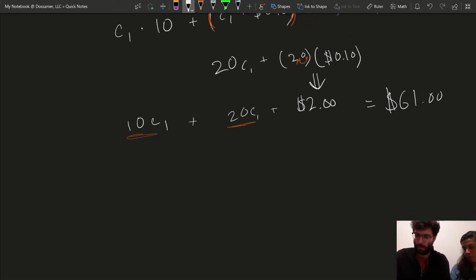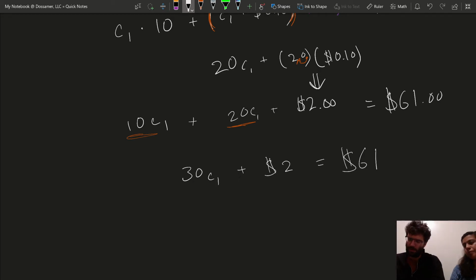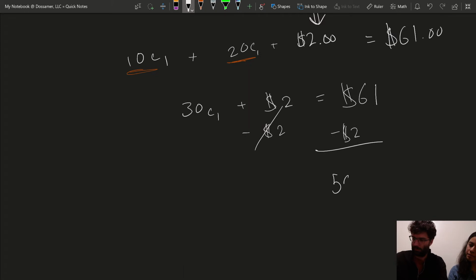And in this case, are there any like terms for this 2 here on the left side? No, so we can leave that alone. But there are like terms in the sense that we have two sets of terms with C1 in them, so we can put those together. So 10 C1 plus 20 C1, what is that? 30 C1. 30 C1, yep. And then bring this 2 down, plus $2 equals $61.